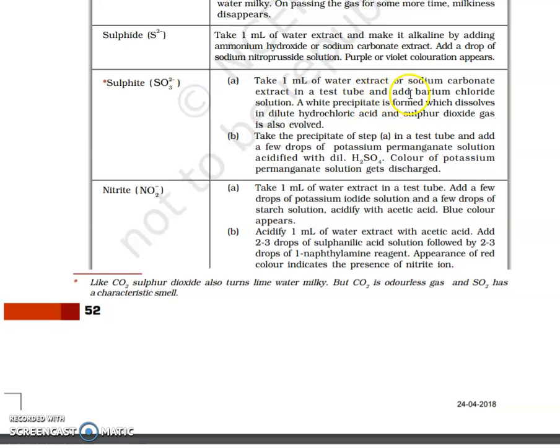Sulfite, SO3 2-. Take 1 ml of water extract or sodium carbonate extract in a test tube and add barium chloride solution. A white precipitate is formed which dissolves in dilute hydrochloric acid, and sulfur dioxide gas is also evolved. Take the precipitate of step 1 in a test tube and add a few drops of potassium permanganate solution acidified with dilute sulfuric acid. The color of the potassium permanganate solution gets discharged.